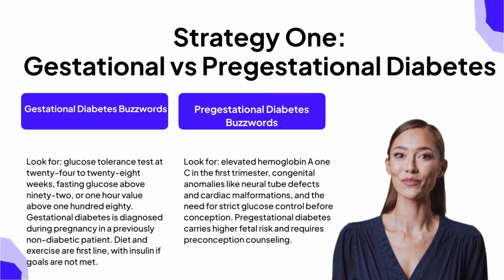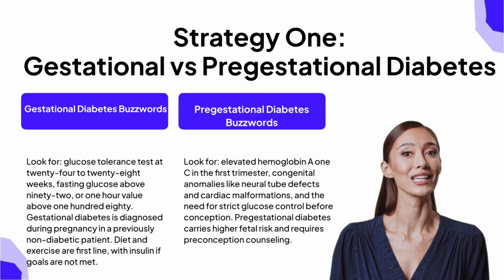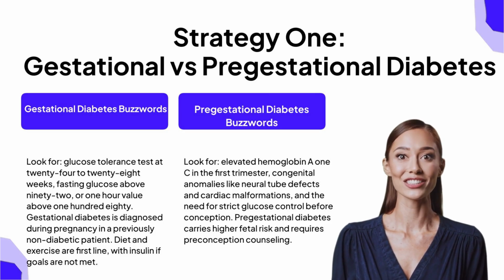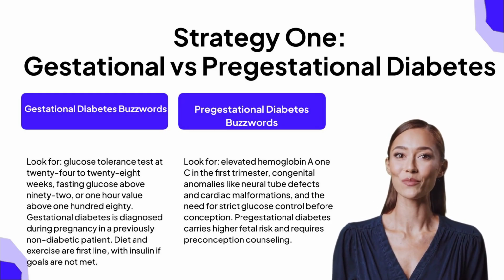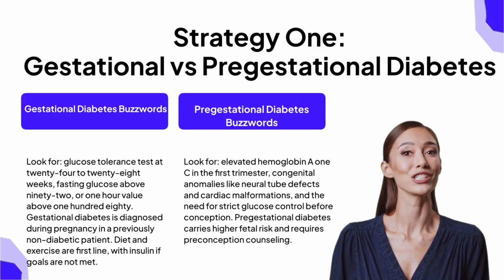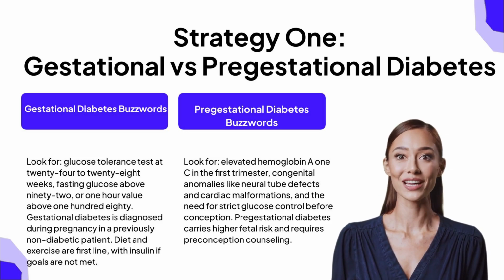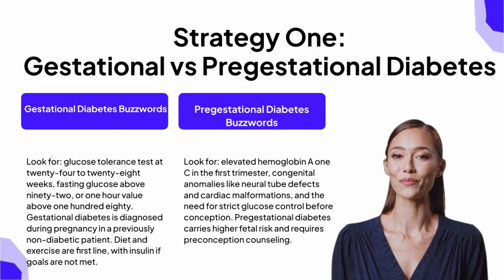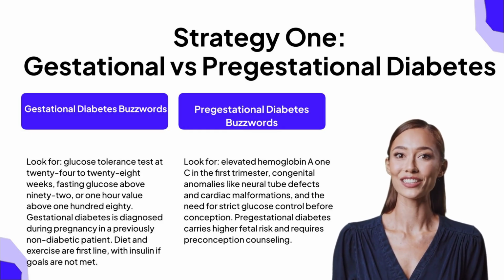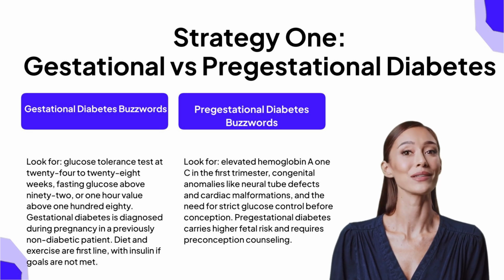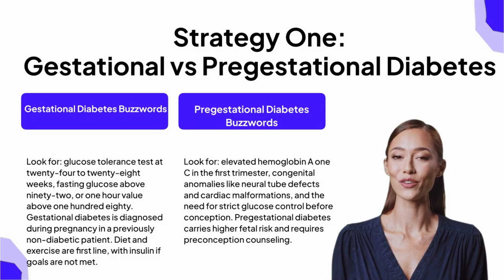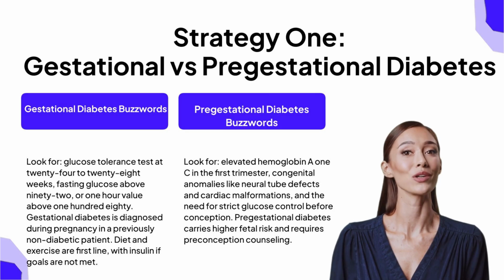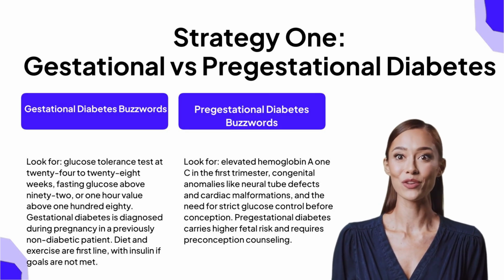On the right, pre-gestational diabetes is when a patient enters pregnancy with an existing diabetes diagnosis. The key buzzwords here are an elevated hemoglobin A1C in the first trimester and congenital anomalies like neural tube defects and cardiac malformations. Pre-gestational diabetes carries higher risk because organogenesis happens early, so preconception counseling and glucose control are critical. When you see these buzzwords in a question stem, your job is to quickly categorize which type of diabetes the question is asking about because the management approach differs.